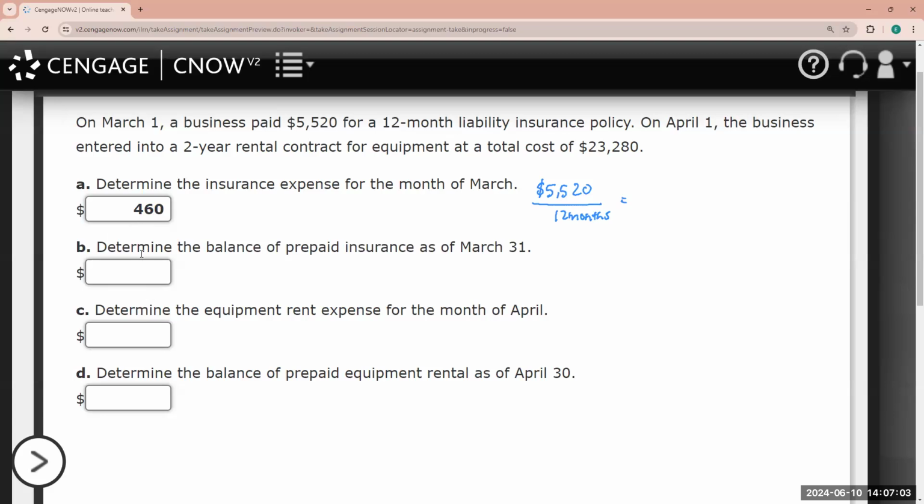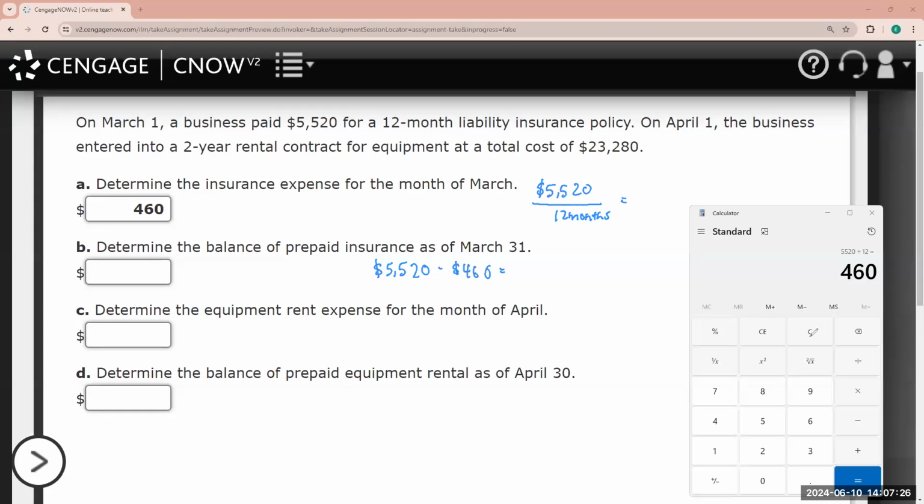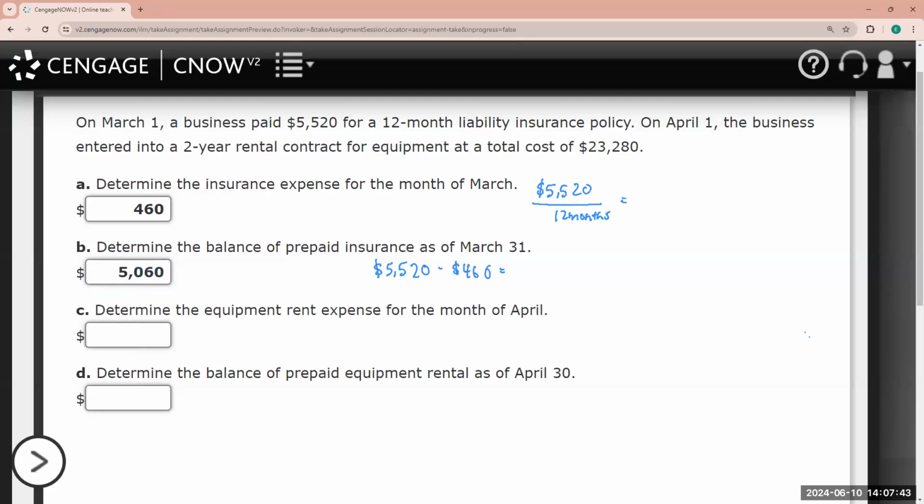And now here it asks for B, determine the balance of the prepaid insurance as of March 31st. So March 1st, we paid this $5,520. So in order for us to determine the amount after the end of the first month, it would be 5,520 minus $460. So if we get our calculator, 5,520 minus 460. The ending balance of our prepaid insurance after the end of 1 month is 5,060.